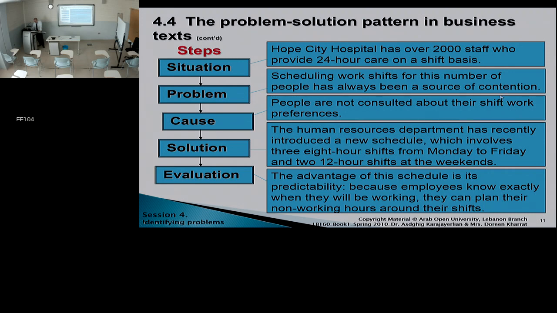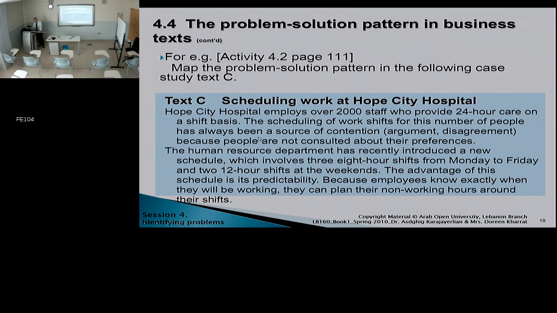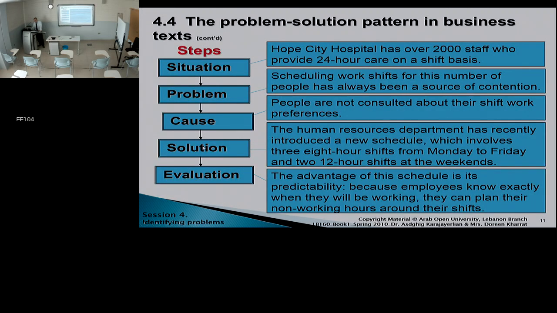Problem, source of contention, disagreement. People are not happy. What is the cause? Because people are not consulted. Then the solution, human resources, and then the evaluation.